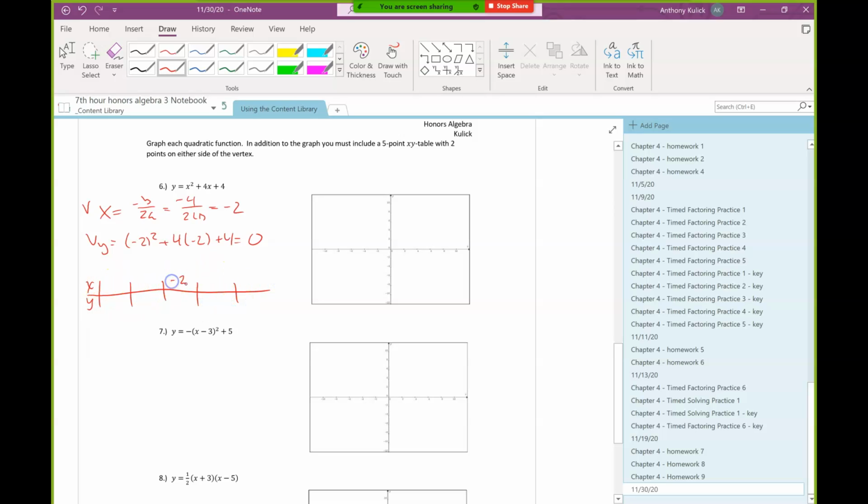So I'll make my xy table with the vertex in the middle. Then I'll pick 2 x's that are bigger and 2 x's that are smaller. And to find their corresponding y-coordinates, I'll plug them in. When I plug negative 4 in, I get positive 16, negative 16, and 4. So that gives me 4. When I plug negative 3 in, I get positive 9, negative 12, and then positive 4, which is 1. And because these are symmetric, I know that they're all just kind of right in a row.